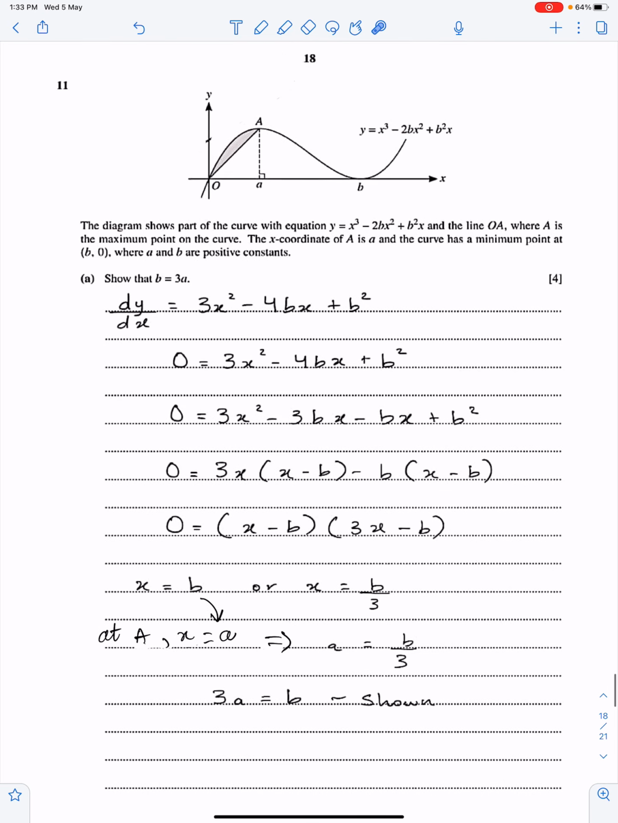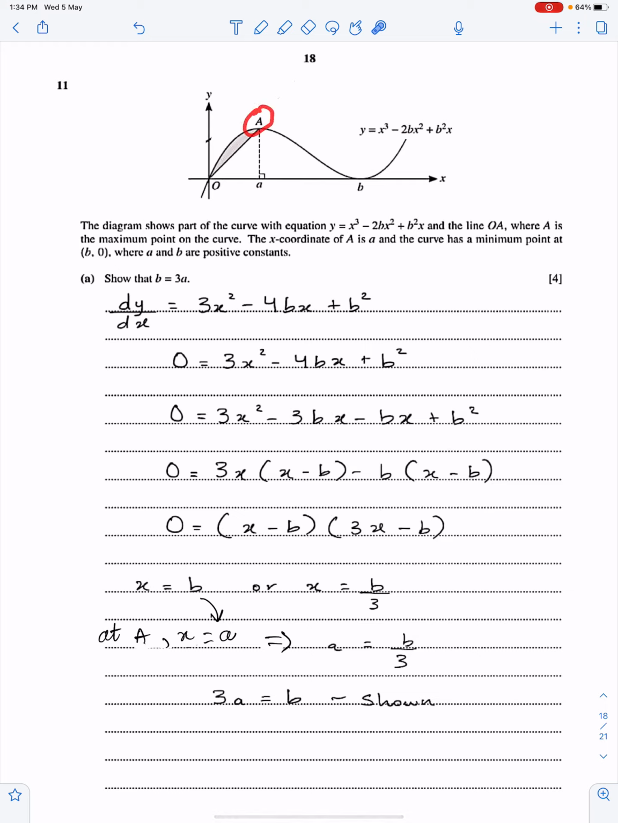Next question, number 11. The diagram shows part of the curve with the given equation and the line OA. A is the maximum point and B is the minimum point, and A and B are positive. Show that B is 3A. This is simple: by differentiating this equation with respect to x and equating the gradient to 0, we can get the values of x. So we have x equals B and B upon 3.